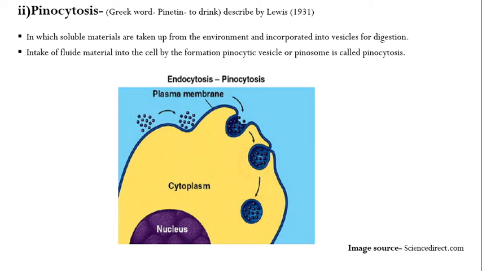It is a Greek word, meaning to drink. It was described by Lewis in 1931. It is a kind of cellular drinking by the cell, and this mode of intake of nutrition has been demonstrated in endothelial cells and erythroblasts. Fluid in contact with the plasma membrane moves through narrow channels, formed temporarily as a deep invagination into the cell interior. See in this diagram, here also vesicles form.